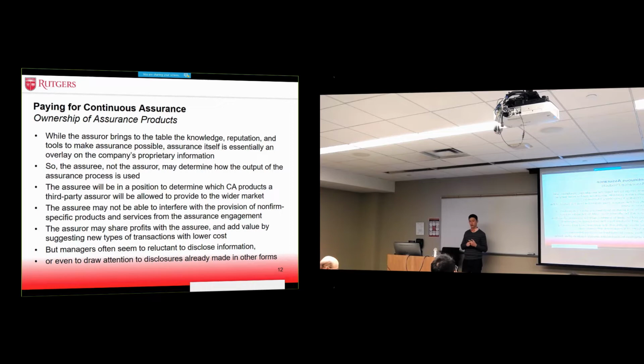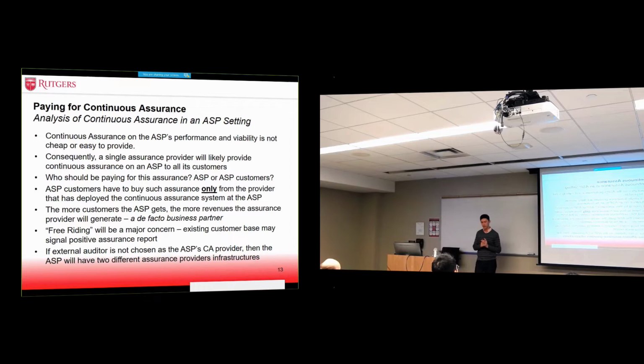And the last point on paying for assurance is the analysis of continuous assurance in an ASP setting. ASP is the application service provider. For example, in the modern world, many companies outsource their systems from external software companies. You can find several ERP systems and accounting softwares. So the main question is, who should be paying for this assurance? If, for example, an external party or interested party wants an assurance on this accounting software, is it working correctly, properly?